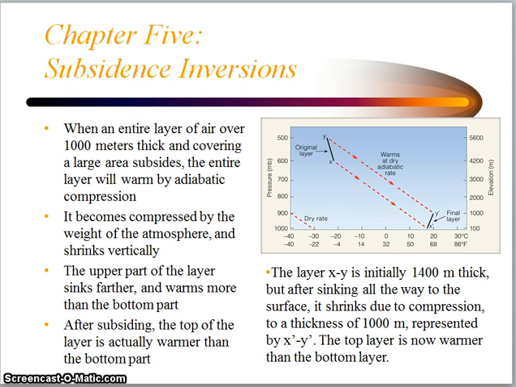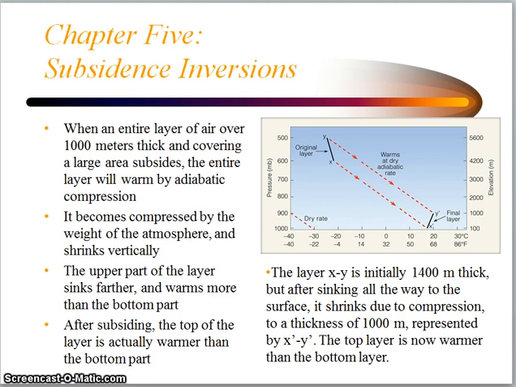Now, this is a very important concept. It's called the subsidence inversion. What this means is basically if you take a layer of air that's above your head, several thousand meters up, and you make it sink down to the surface, it'll tend to warm up as it sinks. When an entire layer of air over 1,000 meters thick, as in the line XY in the graphic there on the right, covers a large area and is forced to sink or subside, the entire layer is going to warm by adiabatic compression at the rate of 10 degrees Celsius per kilometer.